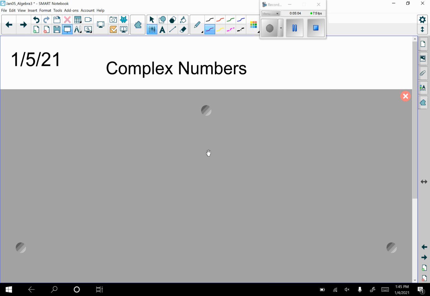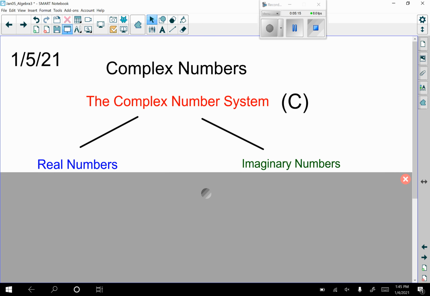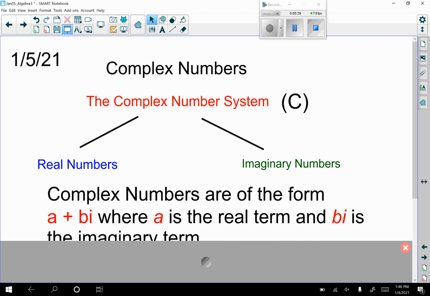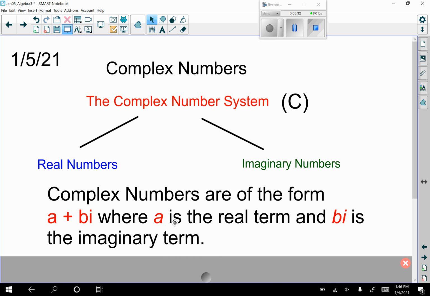So at the very beginning of the school year, we looked at the real number system. Now our universe is getting a little bigger. We're going to look at the universe of complex numbers. So the complex number system, we're just going to use a C to represent a complex number. But now these are divided up into or separated into real numbers and then imaginary numbers. So if you remember from last year, complex numbers are of the form a plus bi, where a is the real term and bi is the imaginary term. Again, pause the video as needed.